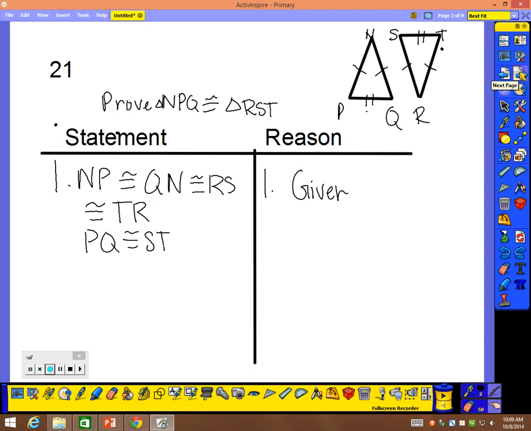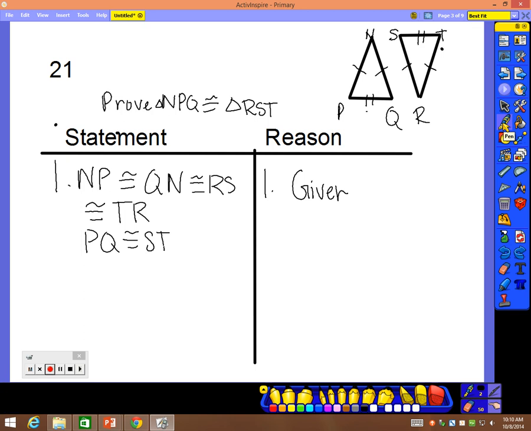Okay, 21 says for us to prove that triangle NPQ is congruent to triangle RST. And if we look at the drawings here, we can see we have the two triangles. Our given statement says that NP is congruent to QN, which is congruent to RS, which is congruent to TR. And I notice automatically that I have a side and a side matchup. And my other given says that PQ is congruent to ST, that's another side. So looking at this, I see that I have side, side, side.